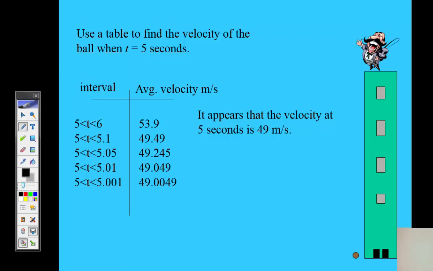Now there was another way we could have done this. We could have graphed 4.9 t squared in our calculator, zoomed in when t equals 5, and then chosen 2 points from the slope of that very, very small tangent line that we created from zooming in so many times. So there are 2 different ways that we could have found this value.